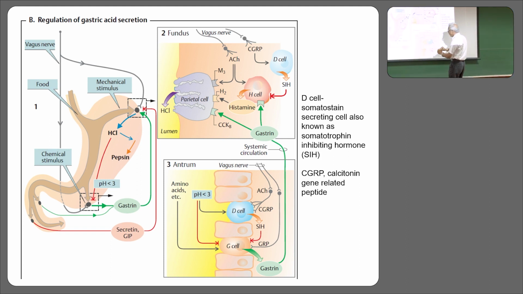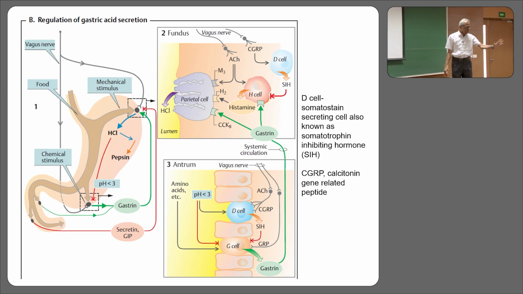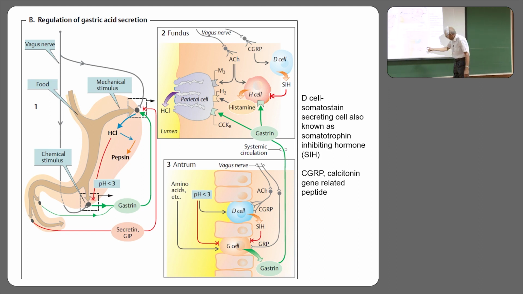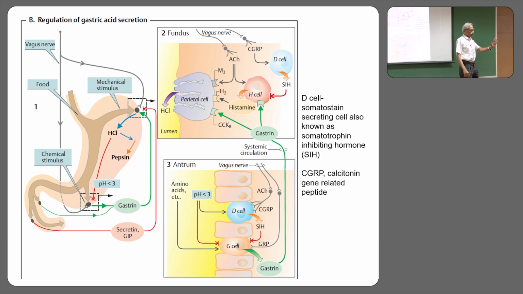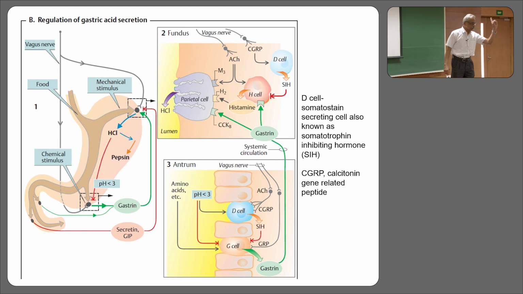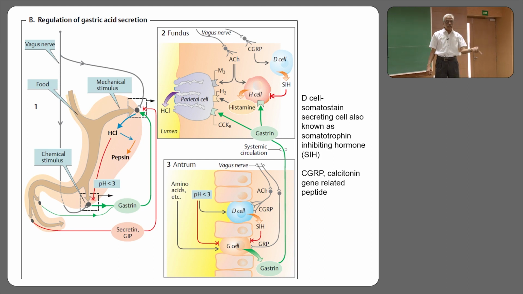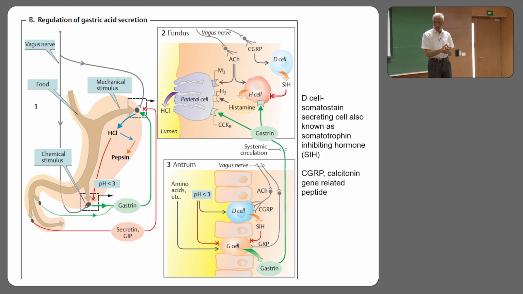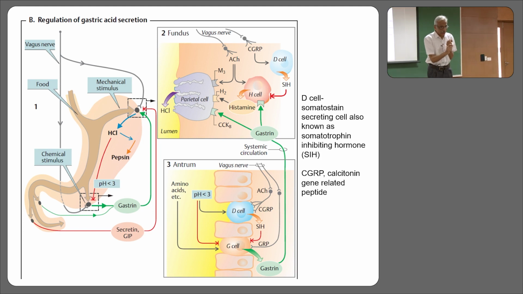So now what the author has done for convenience is pull out a cell from here and blow it up here. Good so far? And then the author tells us that this is a G cell, and what does it secrete? Gastrin, and it comes into the blood, goes like this, and acts on its receptor, the CCKB receptor.